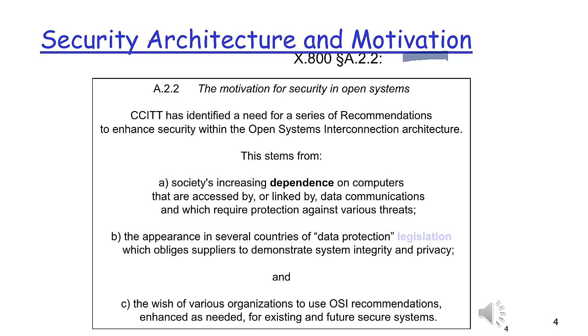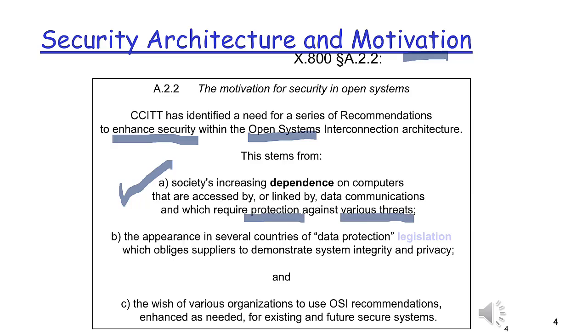The CCITT, a group that comes out of the ITU, has a piece of rocket science here that says we need to enhance security of open systems because of society's increasing dependence on computers that are accessed or linked by data communications, which require protection against various threats. So that's ground truth: the world's becoming more connected and needs more protection.